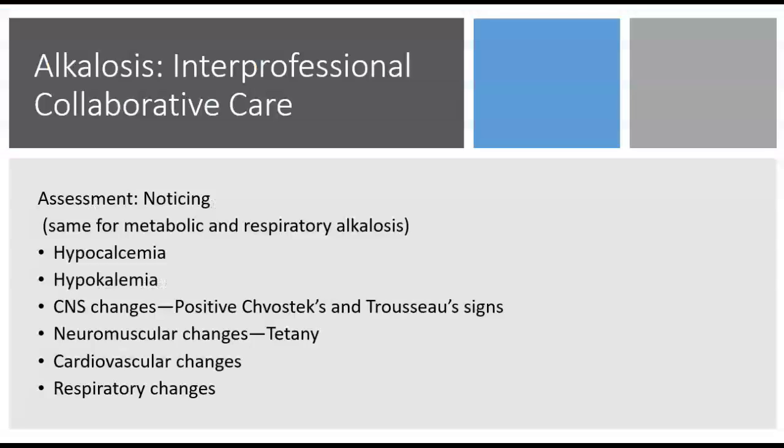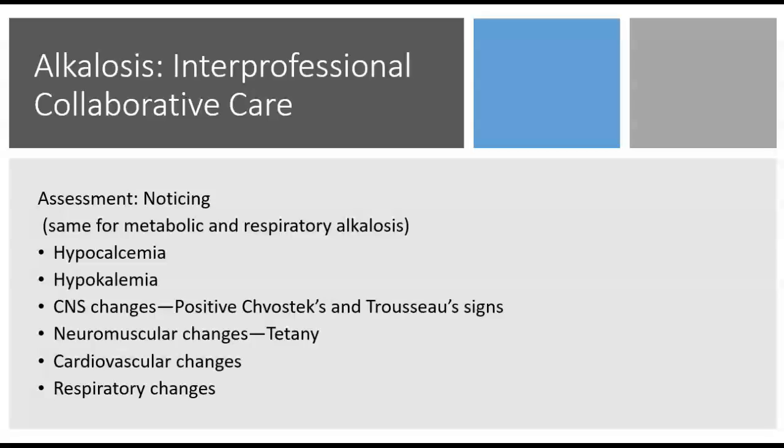In terms of assessment, the symptoms of the imbalances are the same whether they're metabolic or respiratory alkalosis. Many of the symptoms are the result of hypocalcemia and hypokalemia. So if you're a little rusty on those, you'll want to revisit those. CNS changes are caused by overexcitement of the central nervous system. So remember how the pH goes, that's how the body goes. With alkalosis, the pH is getting turned up, and then all the body systems are getting turned up. So with the central nervous system, there's overexcitement.